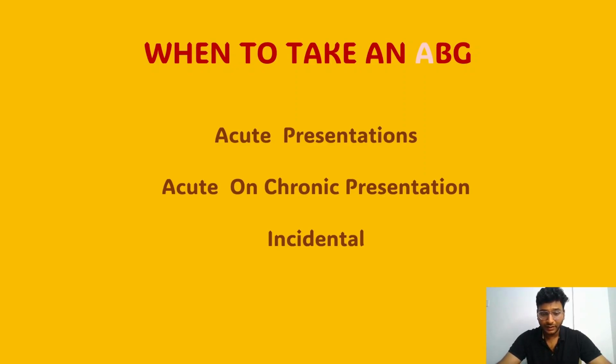Or a patient who has renal tubular acidosis, where the patient is having hypokalemia, and you do an ABG and it shows type 1 renal tubular acidosis, something like that. So these are the three presentations where you have to take an ABG.